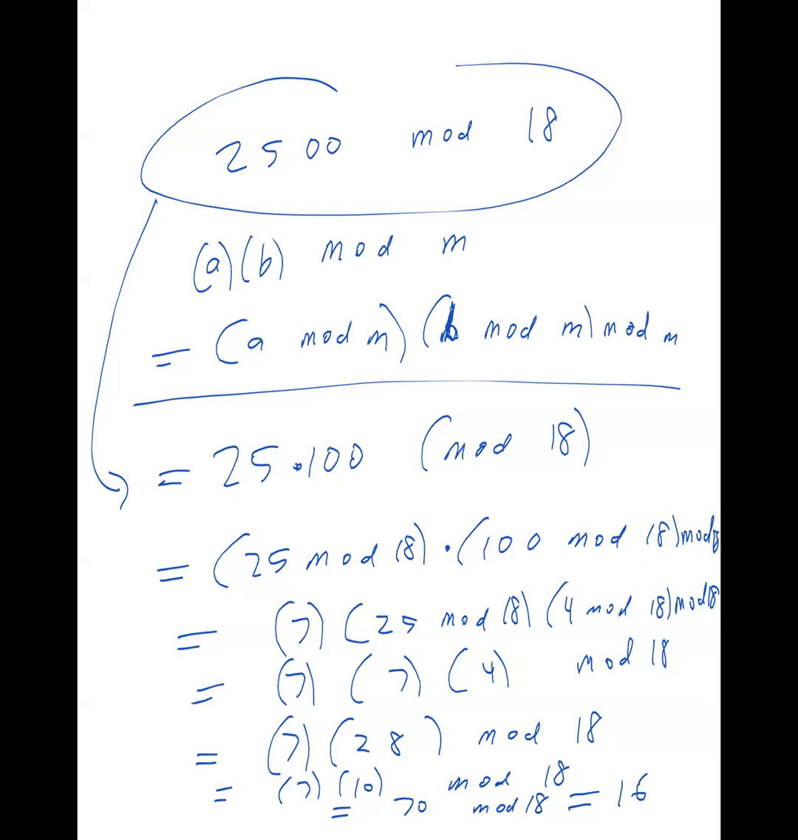Interesting. Wow. That's disappointing. Okay. So we get 16, so that's pretty cool. Now, does this actually tell us how many times 18 actually goes into 2500?